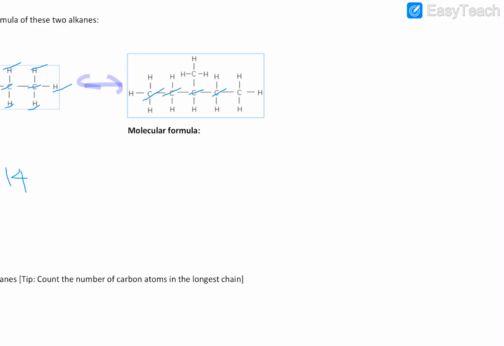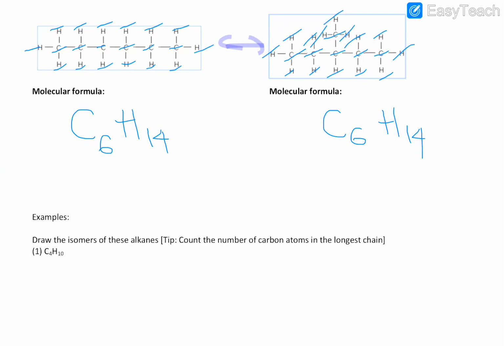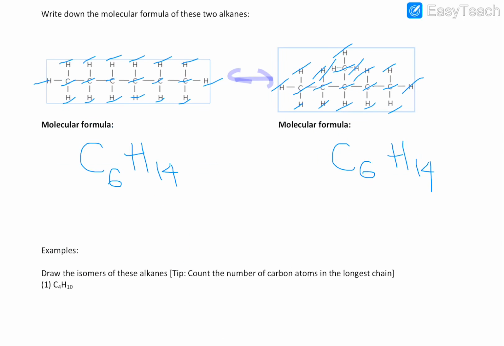Let's count this one now. 1, 2, 3, 4, 5, 6 carbon. 1, 2, 3, 4, 5, 6, 7, 8, 9, 10, 11, 12, 13, 14 hydrogen. So 14 hydrogen, they have the same molecular formula. So what's an isomer? So these two, they are isomers. They have the same molecular formula, but they have different arrangement in space.